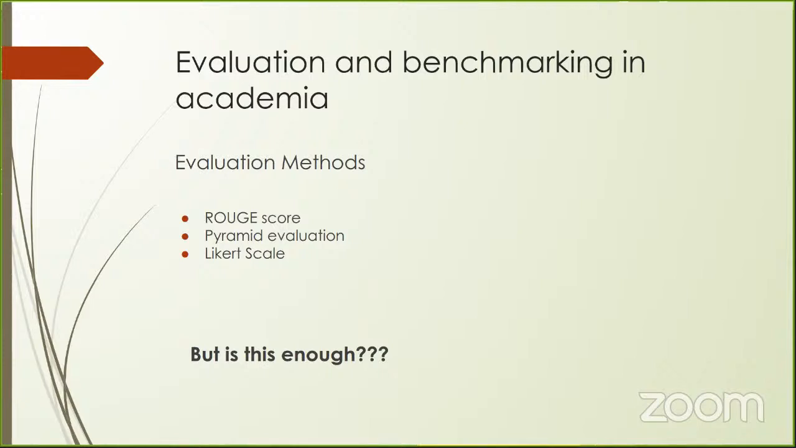Pyramid evaluation was another evaluation technique that was developed specifically to take into account differences in human summaries. So you remember the DUC dataset has 4 summaries for each cluster. 4 handwritten summaries. And those summaries might not be the same. In fact, they are not the same most of the time. They agree on some points. They disagree on some points.